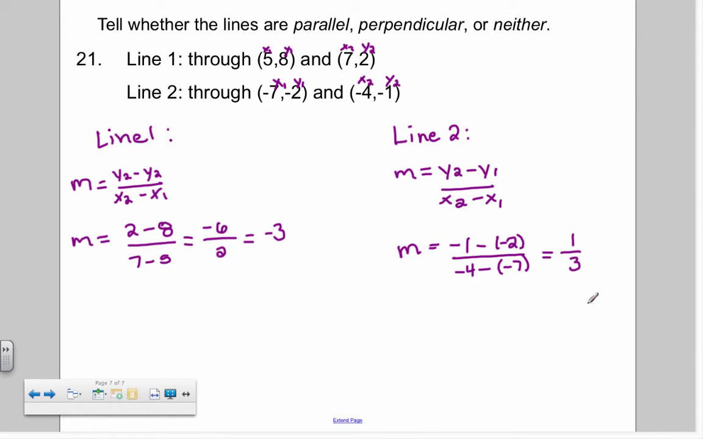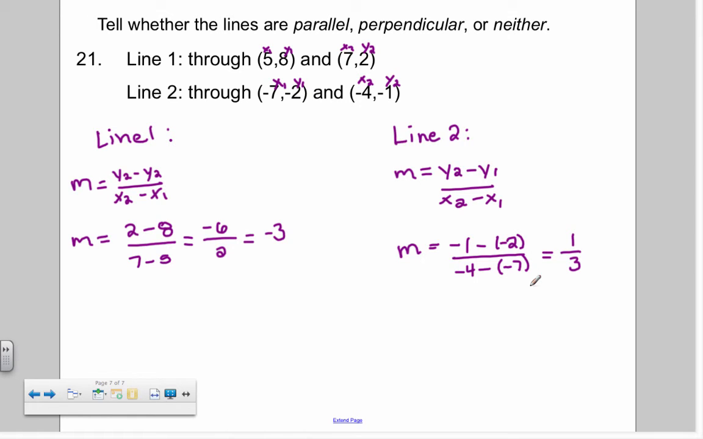So now what I need to do is analyze my slopes. Over here I have a negative 3, and over here I have 1/3. I need to know, are they the same slope because they're parallel lines? Are they opposite reciprocal slopes because they're perpendicular? Or are they neither? They're just two lines intersecting.